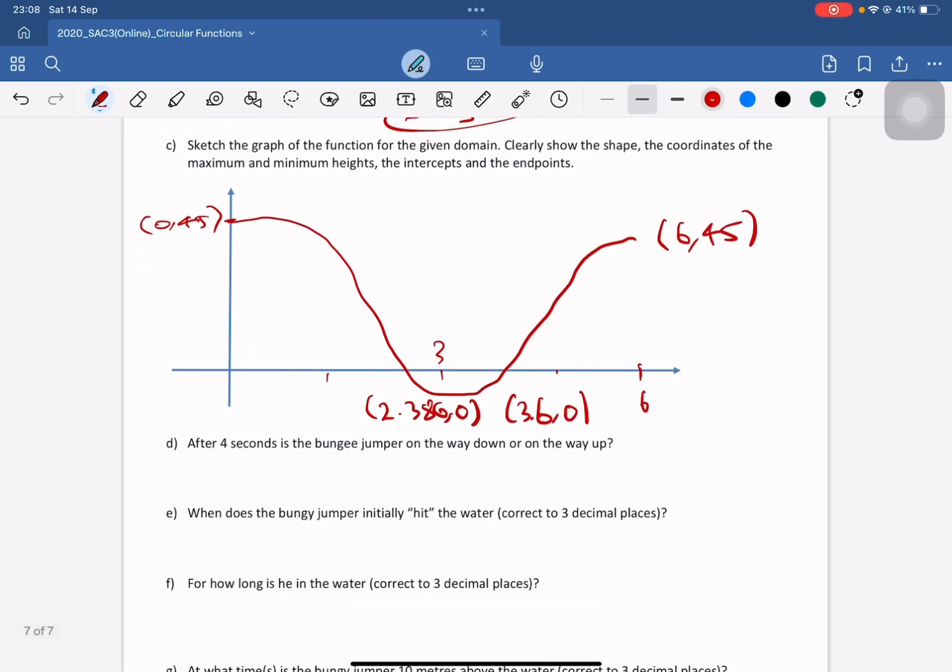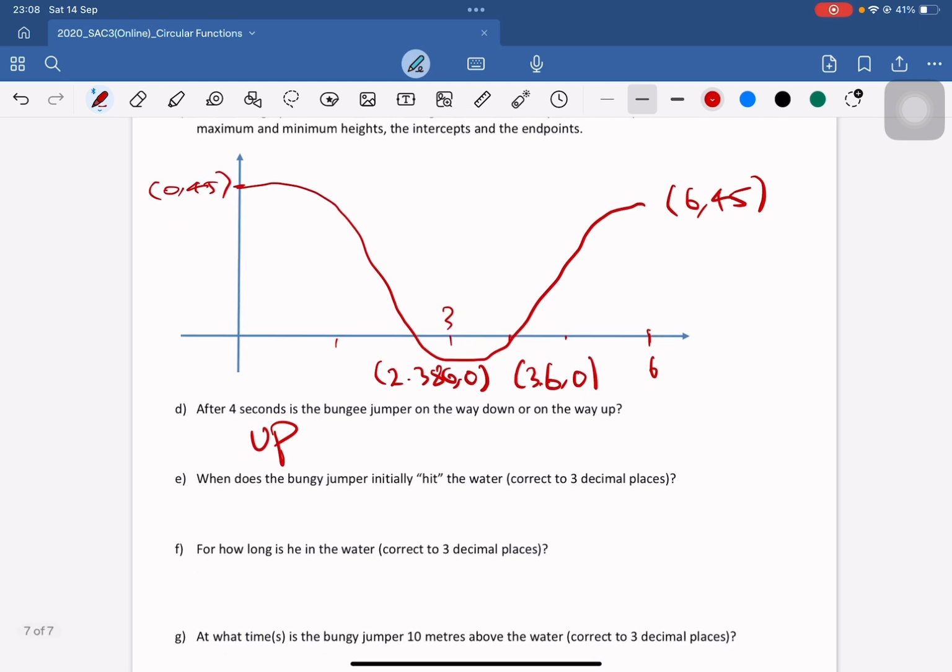After 4 seconds, is the bungee jumper on the way down or on the way up? So if you look at this, 4 seconds, it's going to be around here, right? And so it's going to be on the way up. We can tell from the graph.